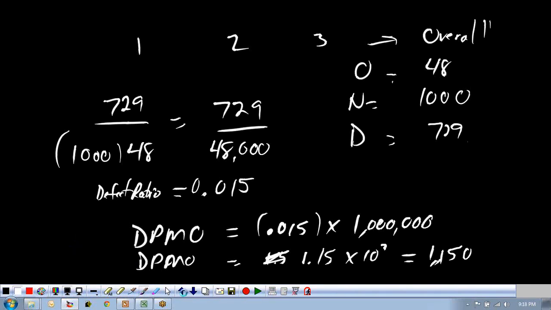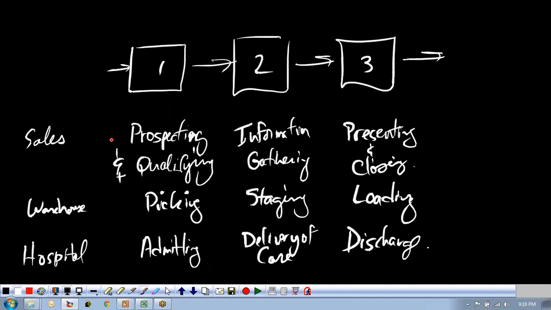Let's take a look at a few of these processes. We could think of it as a sales process. Perhaps step 1 would be prospecting and qualifying, step 2 might be information gathering, and step 3 might be presenting and closing. If we're talking about a warehouse, maybe step 1 could be picking a pallet, step 2 might be staging that pallet onto a loading dock, and step 3 might be actually loading it into the truck to get it ready to go.